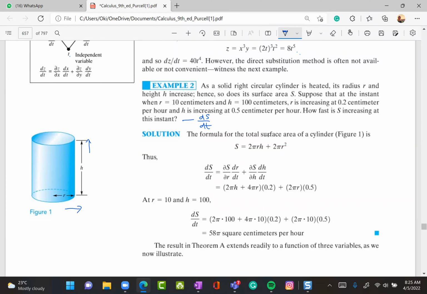So using the chain rule, the schematic looks like this. S is a function of r and h, and both are functions of t. So it is ∂S/∂r times dr/dt, plus ∂S/∂h times dh/dt. This is how you get it. Then substitute, and you get the number.